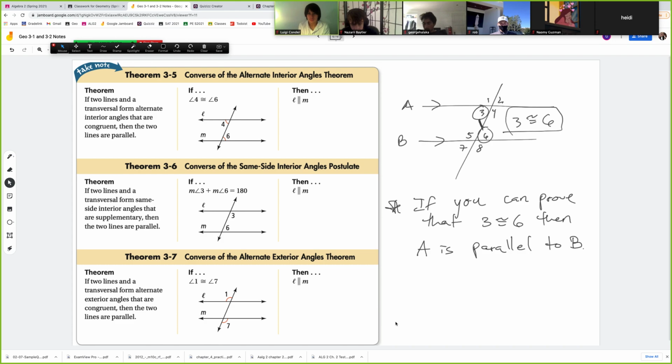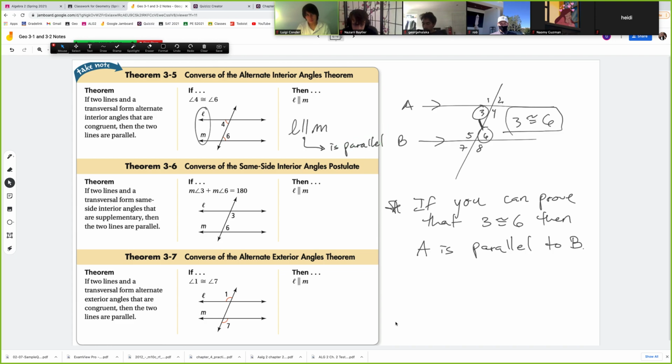Okay? Remember, last chapter was conditional statements. If A and B are parallel, then alternate interior angles are congruent, 3 and 6. The converse is, if alternate interior angles are congruent, then A and B are parallel. Now, in this case, they use L and M. So L is parallel to M.